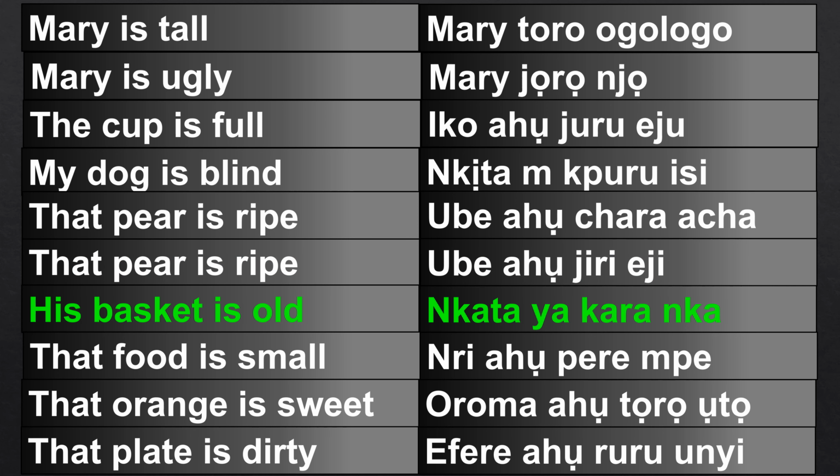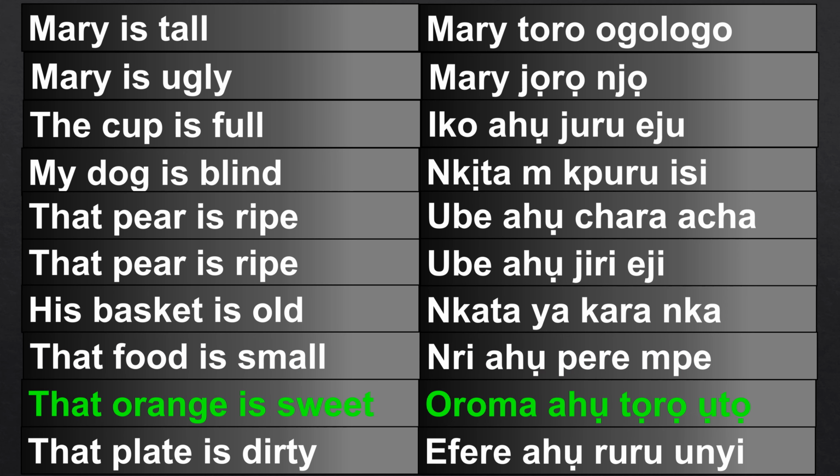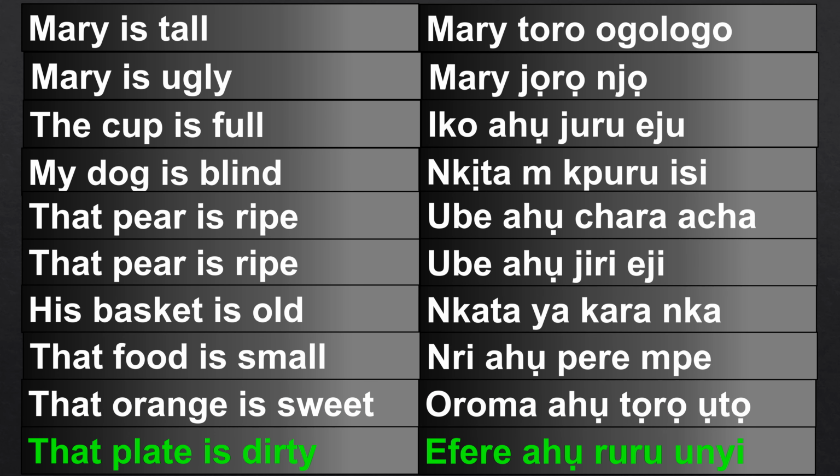His basket is old. Nkata ya kara nka. Nka is the noun for old. That food is small. Nri ahụ pere mpe. That orange is sweet. Oroma ahụ tọrọ ụtọ. That plate is dirty. Efere ahụ ruru unyi. Unyi is the noun for dirty.